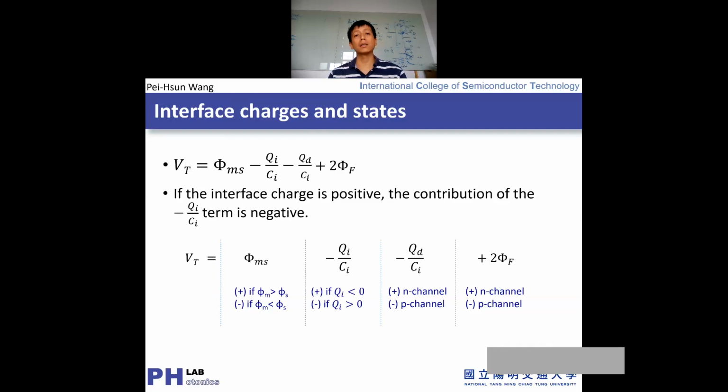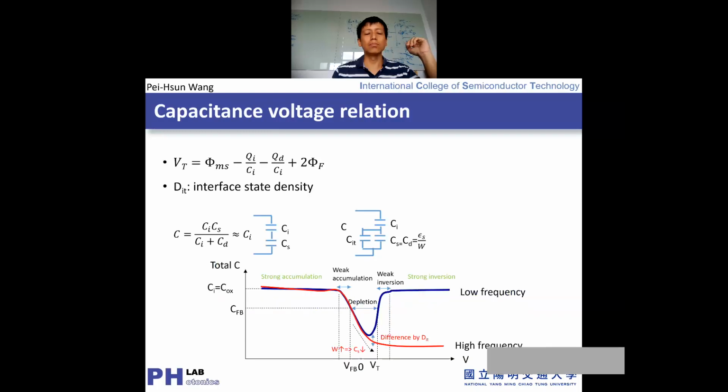Okay, so by combining all of these things, we can determine the corresponding threshold for the MIS condition. That is really important when we determine the channel later on for the MOSFET.